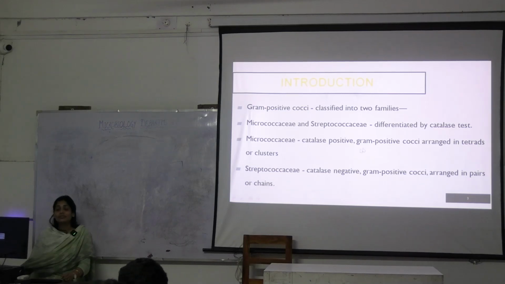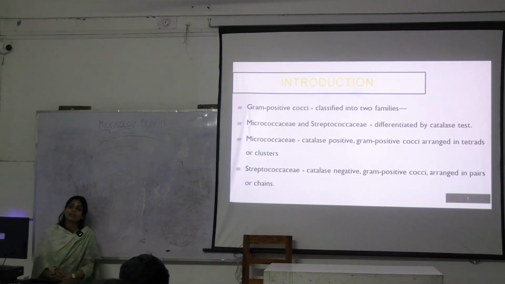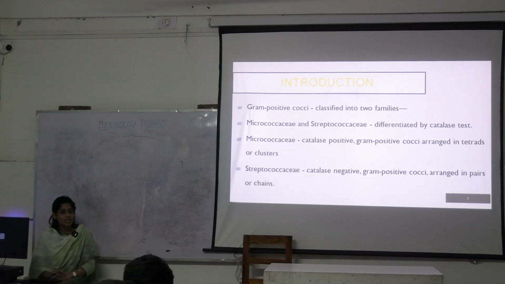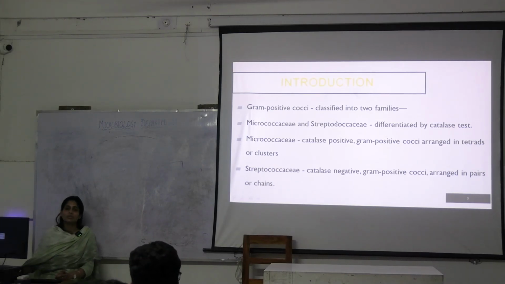But in case of Streptococcus, how are they? They appear in small or long chains because they divide in a single plane, okay? So how are they differentiated? They are differentiated based on the catalase test. Catalase test is positive by which organism? Micrococci. For strepto, it is negative. Catalase negative means they do not produce catalase.